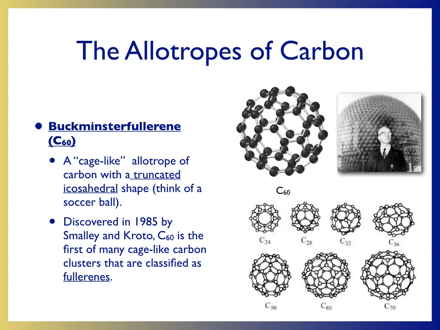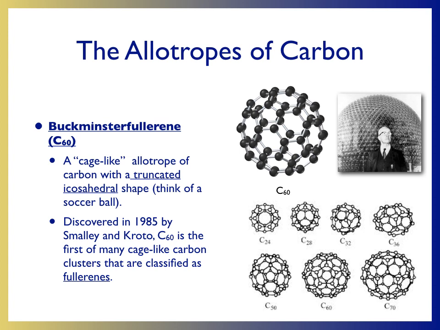One thing to notice about Buckminster fullerene, which is hard to see in the picture there, is that there are also alternating double and single bonds. This is another allotrope that shows the ability of carbon to form multiple bonds with other carbon atoms.